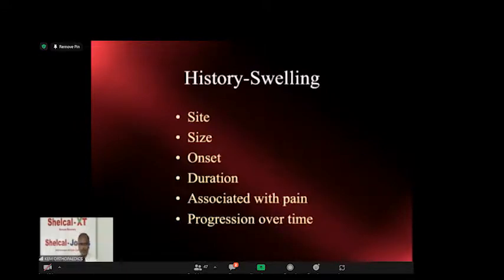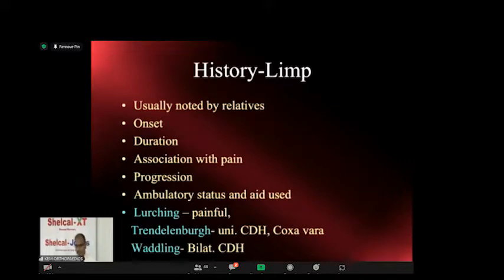Next, swelling. What is the site, size, duration, onset, all these things. The entire chapter on swelling in the S. Das book, you can go through that. Suppose there is a swelling, you have to talk about everything about the swelling, whether associated with pain, whether progressing.